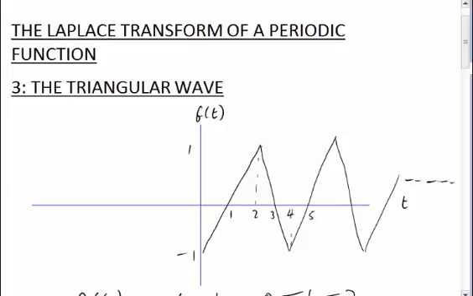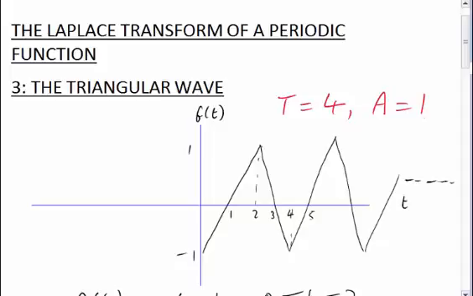This is the third of several recordings in which I am calculating the Laplace transforms for a number of useful periodic functions. Here I'm looking at the triangular wave. I've drawn an example of such a wave here. In my example I've chosen the amplitude to be 1 and the period to be 4. You could choose different values for these quantities if you wish, but you'd have to make some changes in the integrals that follow.